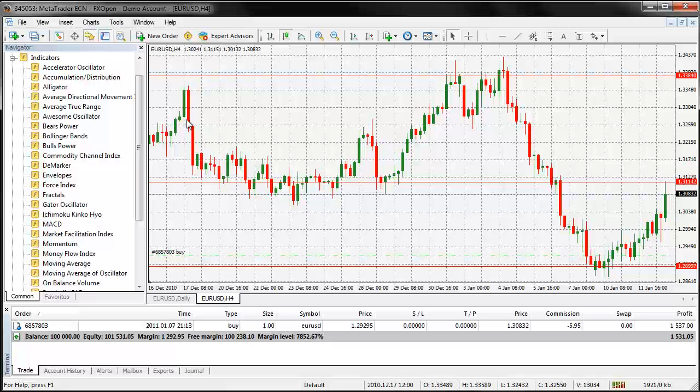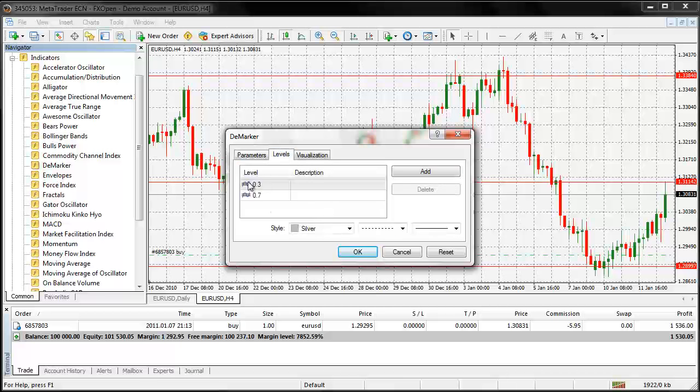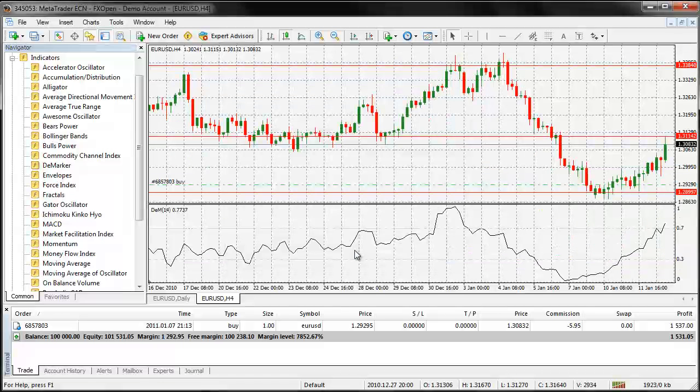Alright, so let's go over to our trading station and let's mark out the DeMarker right here. Left click, drag and drop. Set your style to black. Leave your levels as they are, visualization OK, and then click on OK.